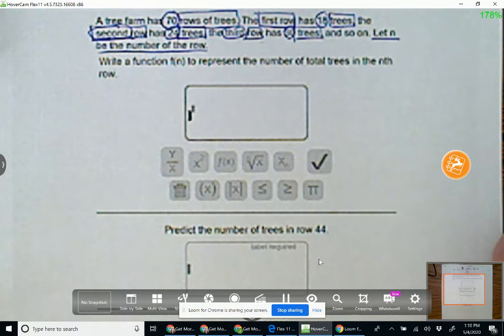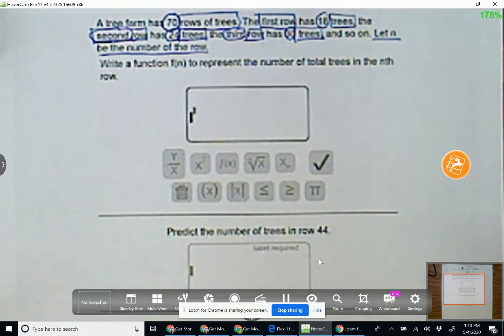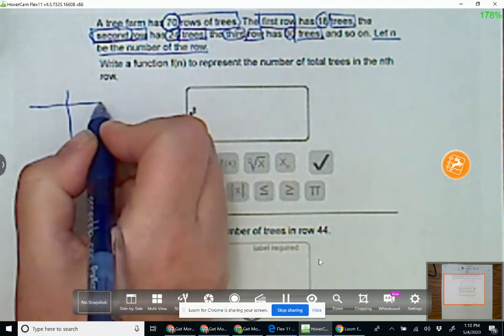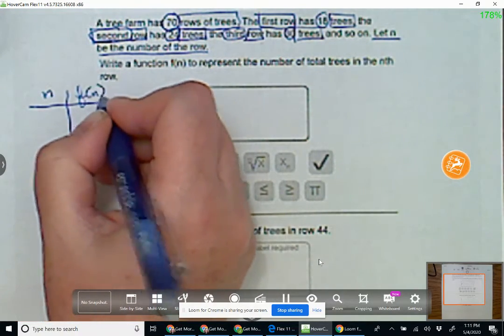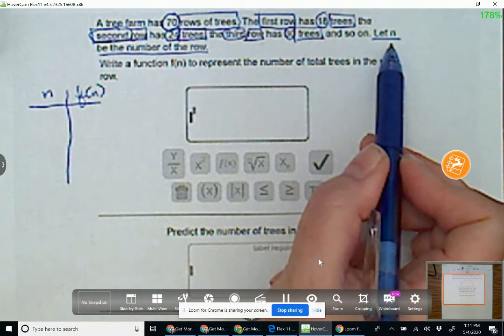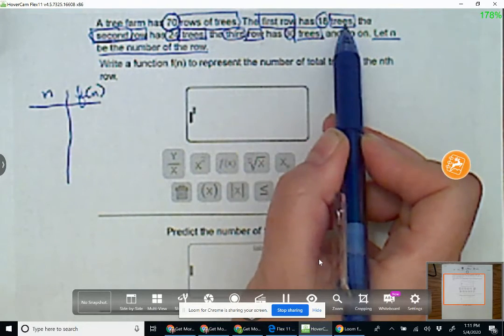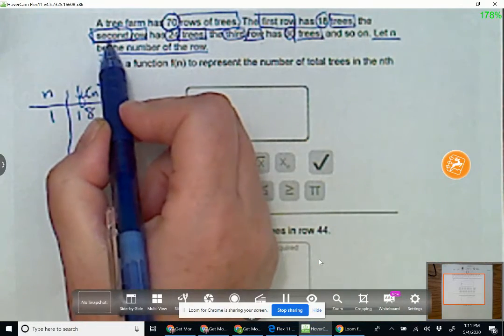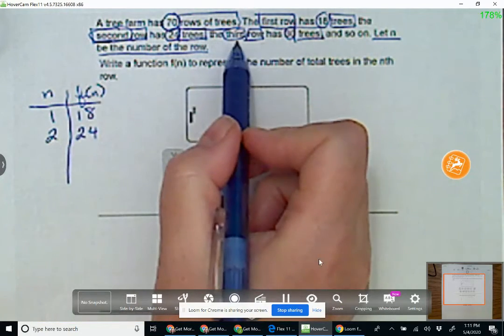Now I've written notes and I've uploaded them so you can check back those for reference. But the first thing you need to do, I actually put it second on the notes, but I recommend starting with it, is make a table. On the left side we'll have n. On the right it'll be f of n. N is the number of the row. So the first row has 18 trees. Put that in your chart. First row, 18 trees. Second row, 24 trees. Third row, 30 trees.